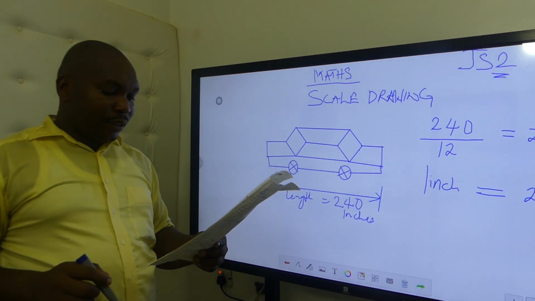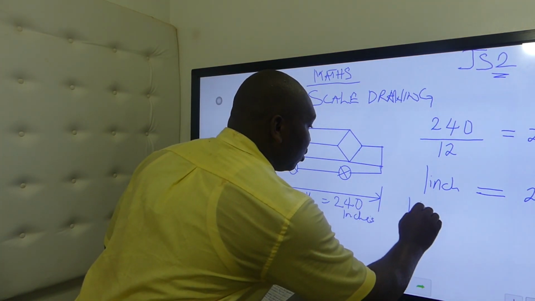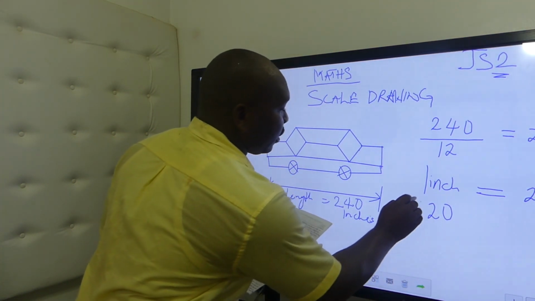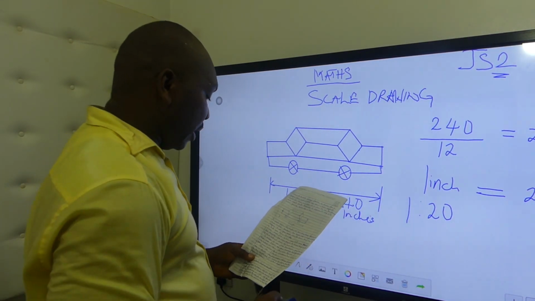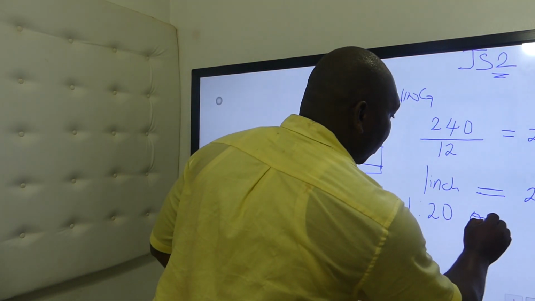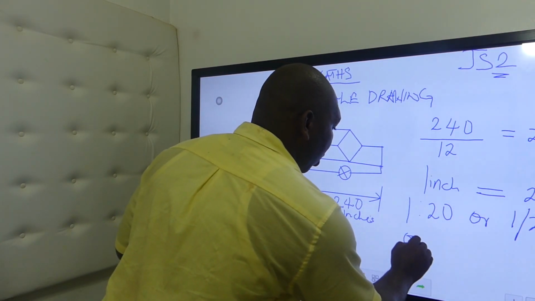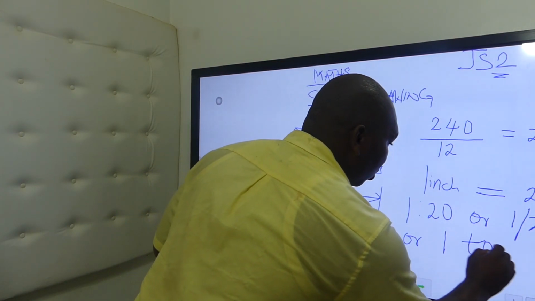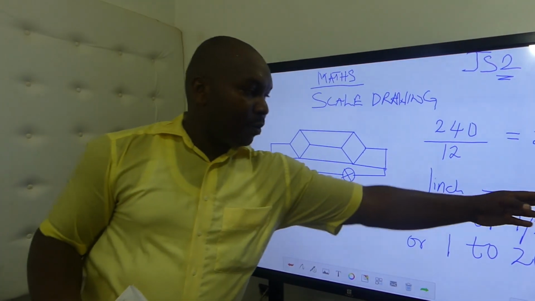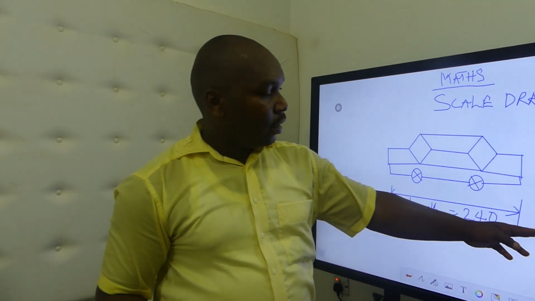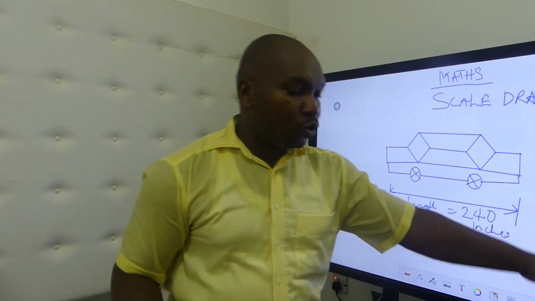Then you can now write this situation as 1 is to 20. This colon, the two dots, means "is to" in mathematics. Or 1 over 20, or 1 to 20. That is the language we use to designate this in mathematics: 1 is to 20, or 1 over 20, or 1 to 20.